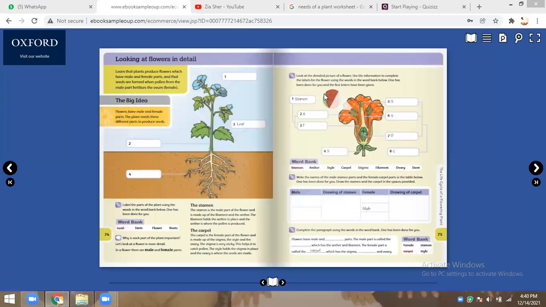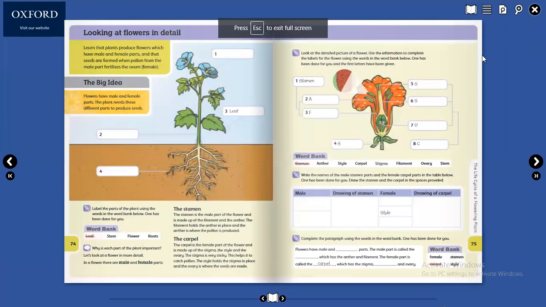Today we are going to discuss parts of a plant and parts of a flower.